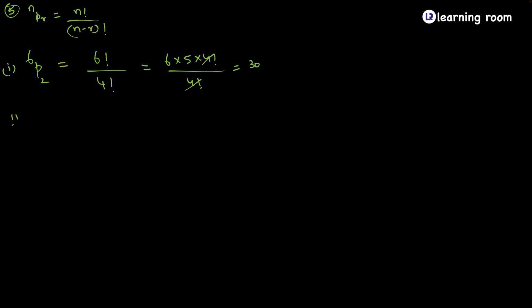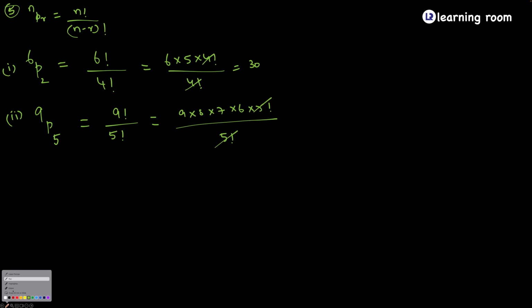Similarly, second one, 9P5. It is 9 factorial by 5 factorial. It is 9 into 8 into 7 into 6 into 5 factorial, the whole divided by 5 factorial. Cancel these two. 6 into 7, 42. 42 into 9 is, actually it will be, okay, sorry, my mistake.